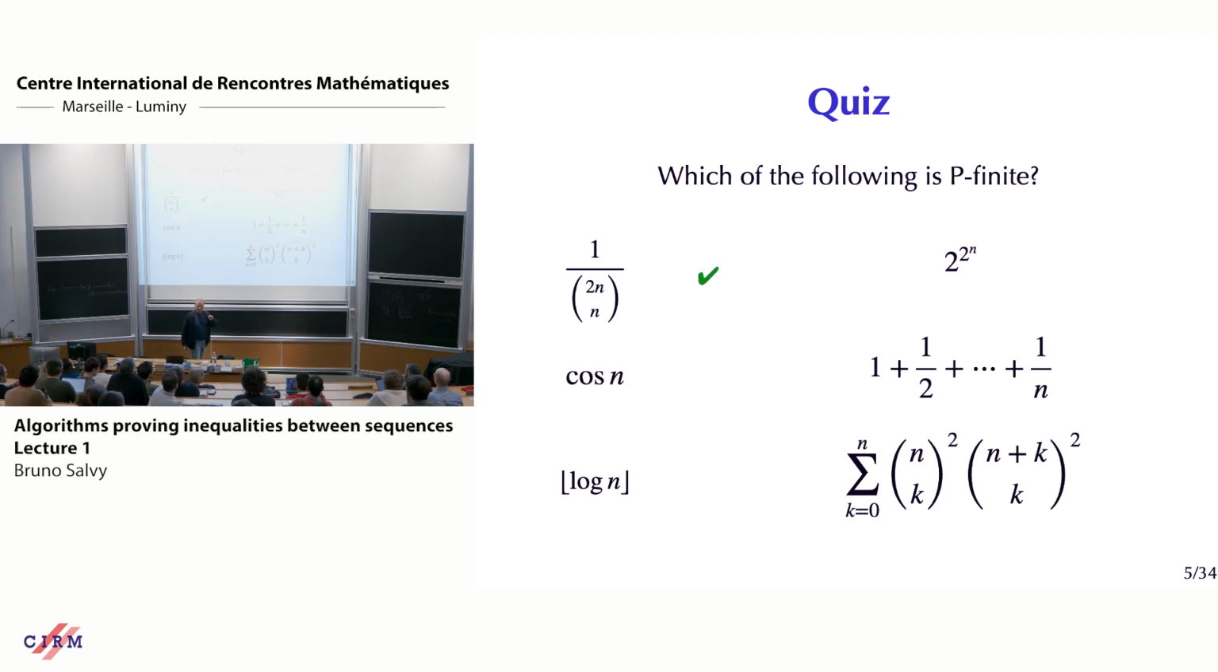This one is more difficult. Cosine n. Who votes for yes? I have many hands for yes. Who votes for no? I have many hands for no. And you're both right. So there is a recurrence.